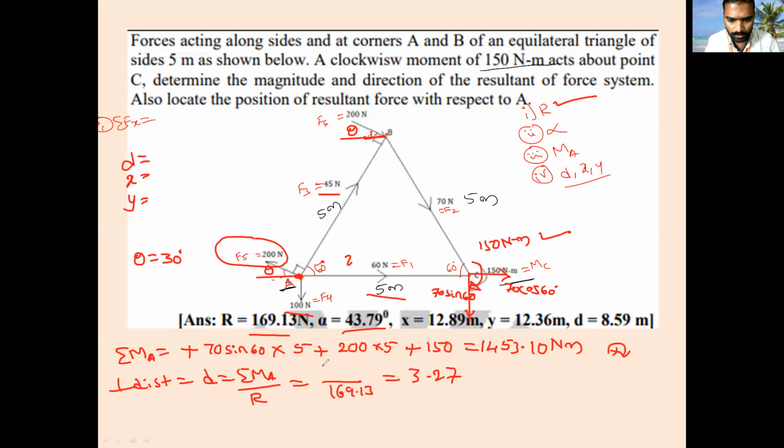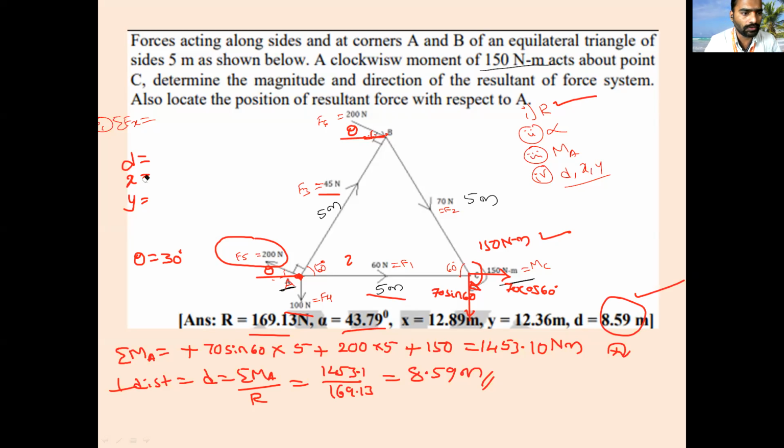Tell me. 1,453.1 divided by this one. How much answer will you get? Calculate. 8.59. Okay, 8 point something you are getting. All of you are getting the same thing. 8.59, is it correct? Now it's correct, the given answer, right? Yes, sir. This one is correct. Okay, good.